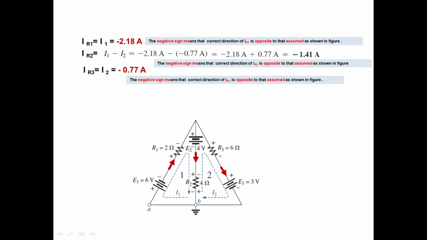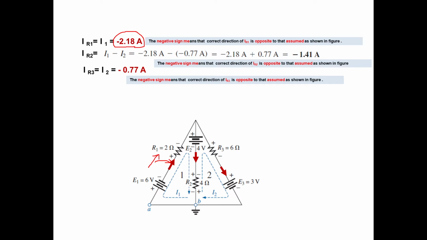So here, we are interested in finding the branch currents. We have to find the branch current. So IR1 is equal to I1, but I1 is negative, which indicates our assumption is wrong. So actually the current is flowing as shown in the diagram. So the current is not flowing in the direction of I1. I1 is flowing like this. The current is flowing like this. And what is the current? Current is minus 2.18. What do you mean by minus 2.18? Our assumption is wrong.